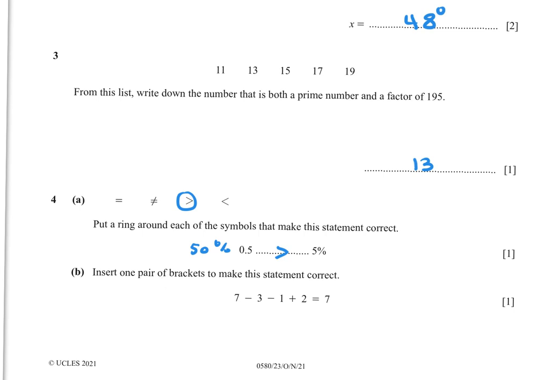B, insert one pair of brackets to make this statement correct. 7 minus 3 minus 1 plus 2 equals 7. Now if we put the bracket like that, do the numbers inside the bracket first. 3 minus 1 equals 2. Now 7 minus 2 equals 5. 5 plus 2 equals 7, so that works.